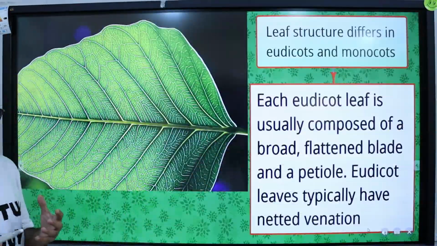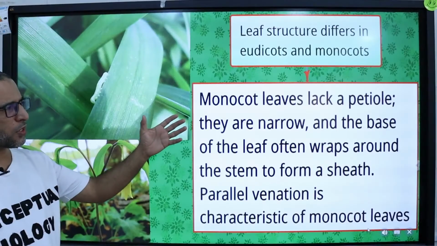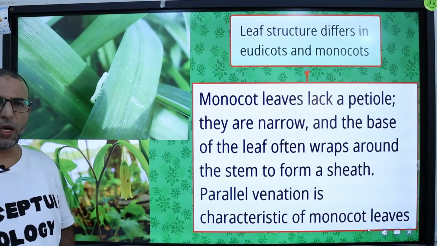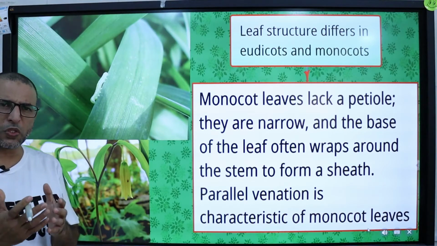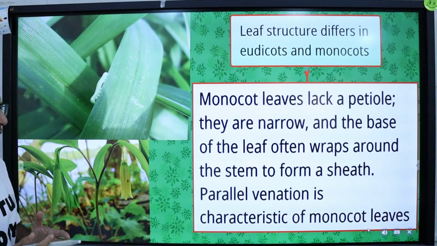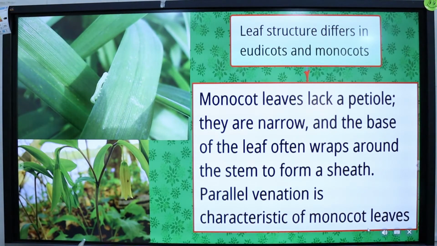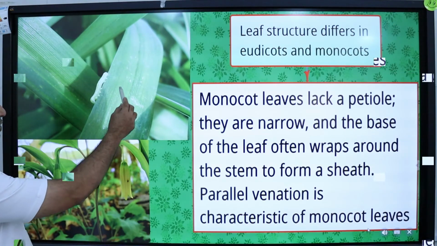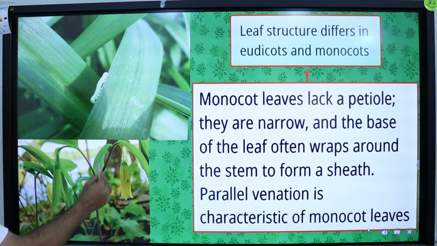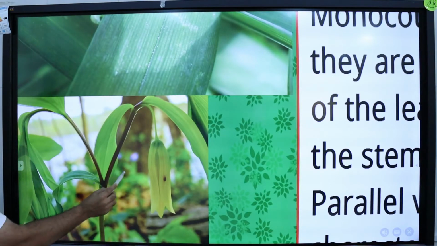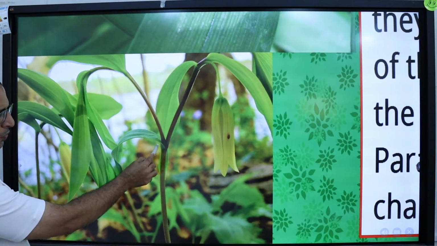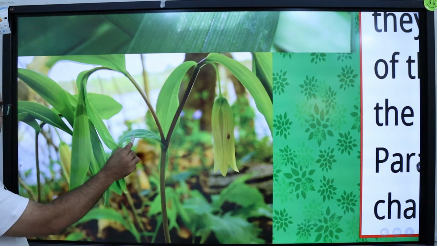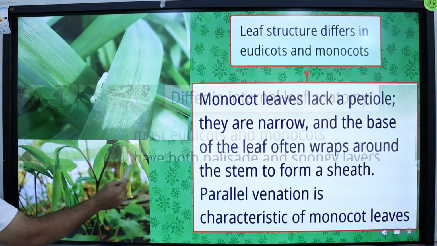typically have netted venation. Monocot leaves lack a petiole. They are narrow, and the base of the leaf often wraps around the stem and forms a sheath, and parallel venation is characteristic of monocots. So, this is a monocot leaf that has parallel venation, and as we can see here, this is a monocot leaf that is directly attached to the stem without petiole. So, the leaf is called sessile.